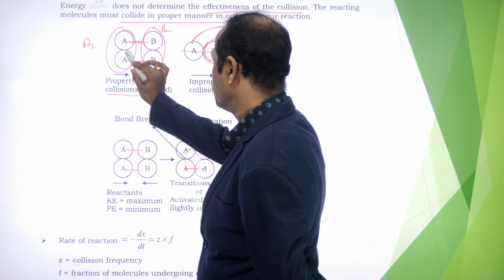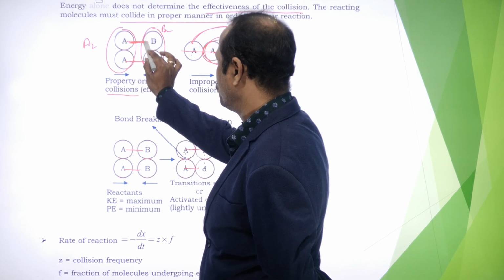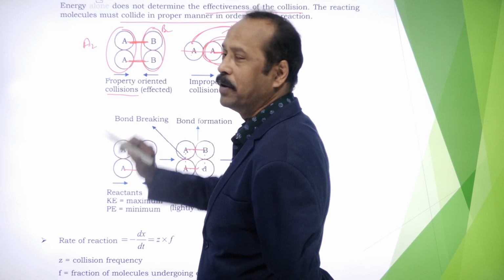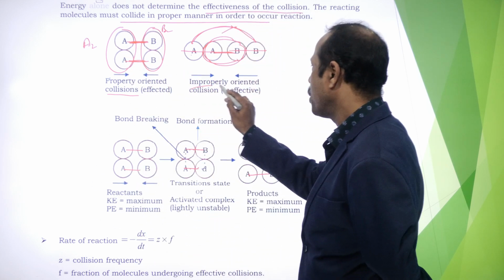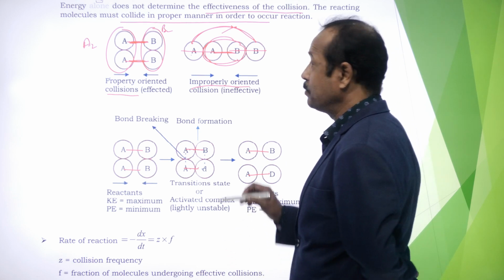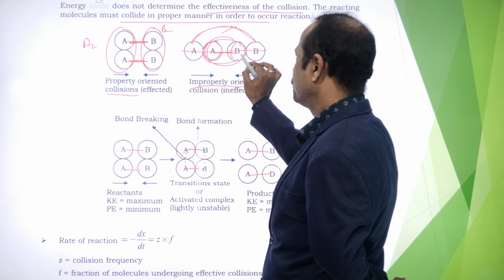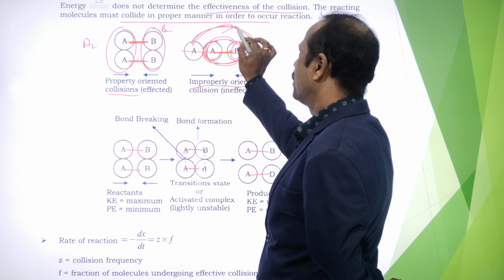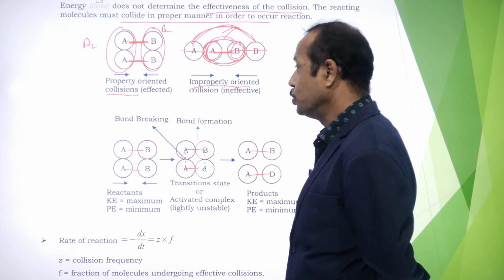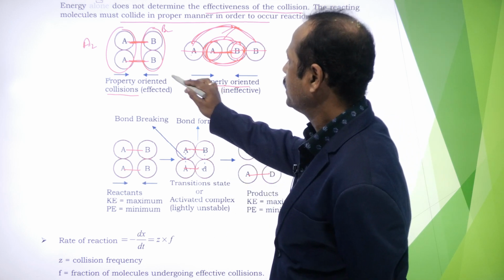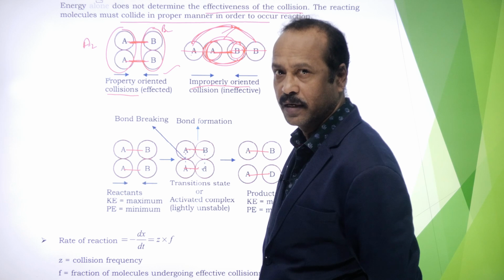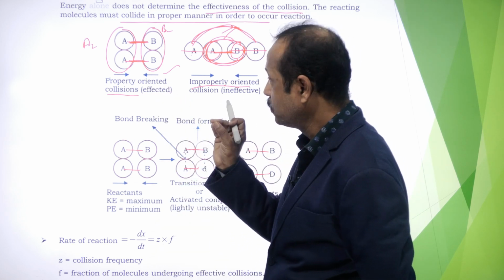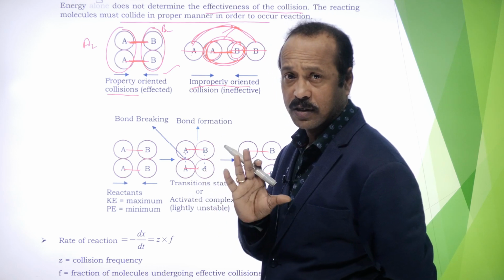Properly oriented collision means what? See, A to B, A to B. So, both are perfectly ordered. This is A, B, A, B. But here you see improperly oriented. Improperly oriented means only one A is facing one B. The collision takes place between only these two, but these both are not colliding. So, this is a properly oriented collision. Clear? Now, this gives proper collisions, and proper products will be formed here.